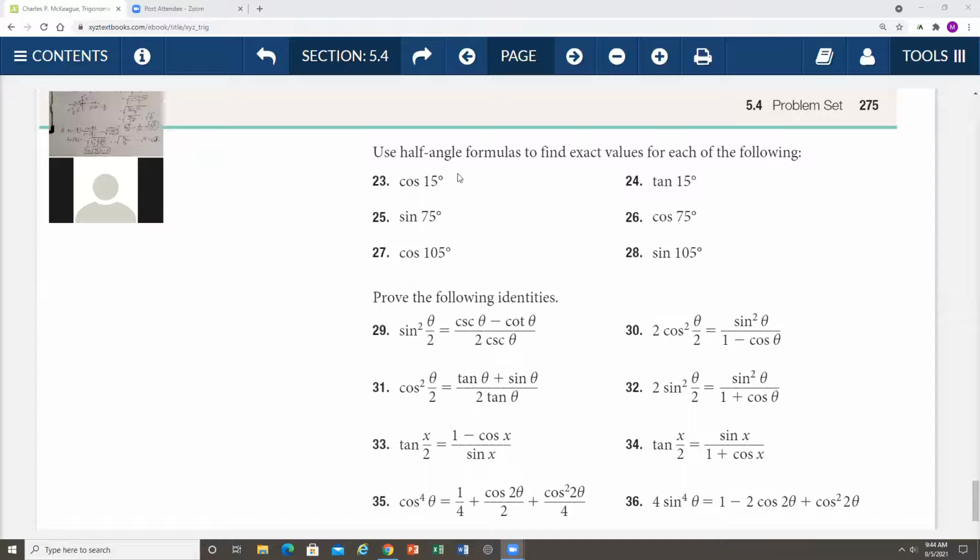Let's try this one. They want you to use half angle formulas to find the exact values for each of the following, meaning that we are not to use our calculator. I was going to entertain one like number 24, the tangent of 15 degrees. The tangent of 15. How would we evaluate the tangent of 15 degrees?